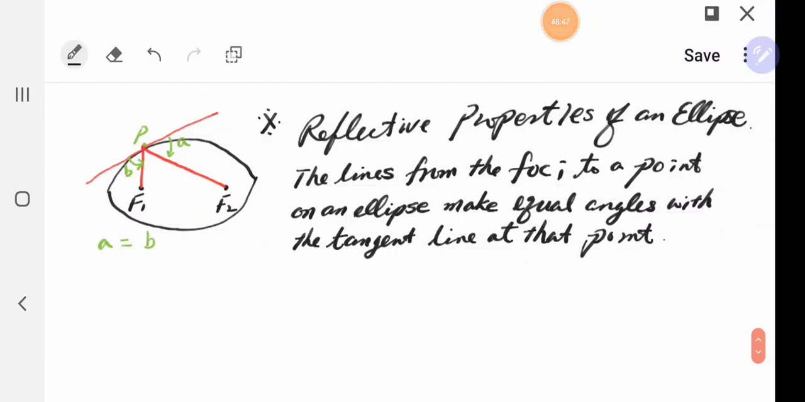Okay, so there's another property of the ellipse. We call it the reflective property. From the two foci, focus 1 and focus 2, connect to a point on the ellipse. So there is a point P, and then there is a tangent line at this point. The two lines from these foci to this point on the ellipse will make equal angles. So angle A and angle B are equal. This is the reflective property. Using this property, we can look at an example. So let's check the next example.